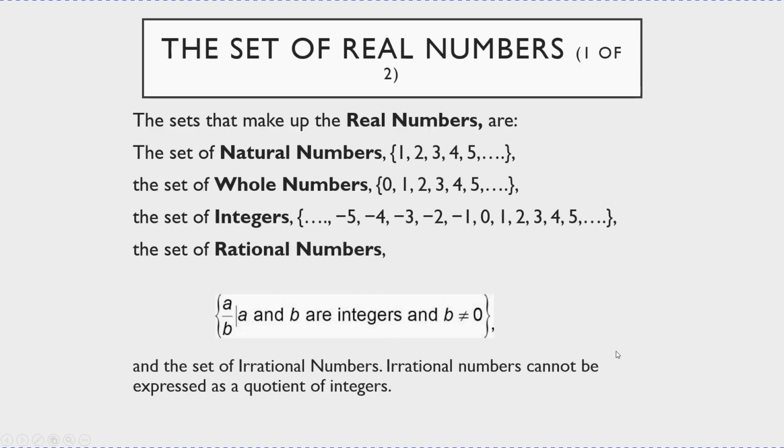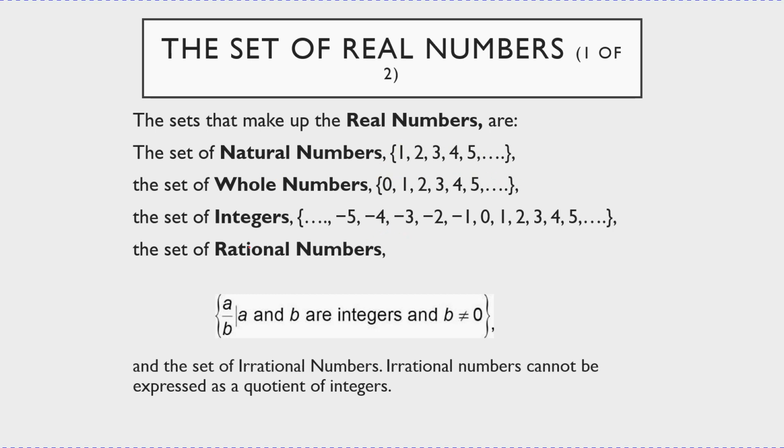All right, so now I want to talk about sets of real numbers, how we define different types of numbers. I do talk about real numbers, but later on in the course we will talk about imaginary numbers. The sets that make up all the real numbers are the set of the natural numbers. These are 1, 2, 3, 4, 5, and so on. Whole numbers include 0, so it's 0, 1, 2, 3, 4, 5, and so on.